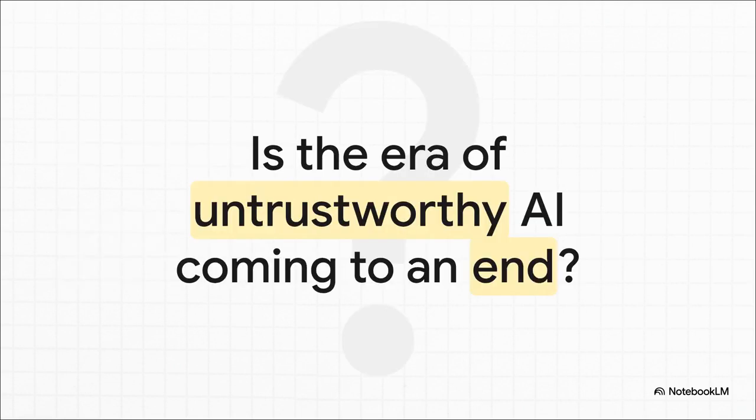So this leaves us with a really fascinating final thought. We now have the tools, the metrics, and the strategies to measure, manage, and mitigate AI hallucinations with incredible precision. The question is no longer if we can build trustworthy AI, but how quickly we can do it. Are we actually witnessing the beginning of the end for the era of untrustworthy AI? It sure is starting to look that way.